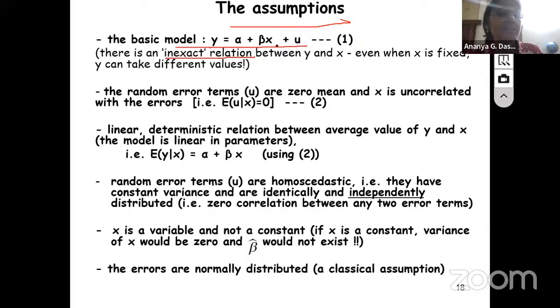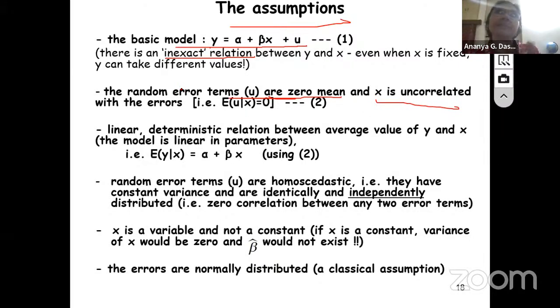So even if you fix x, you can sometimes get a higher y, sometimes you get a lower y, which means sometimes the error will be positive, sometimes negative, right? So the errors are vital to our assumptions. Now, therefore, all our assumptions are essentially trying to put some shape on the errors, because these errors are unobservable, so we can't see them. And we are just trying to make them well behaved by assuming that they are zero mean and that x is uncorrelated with the errors.